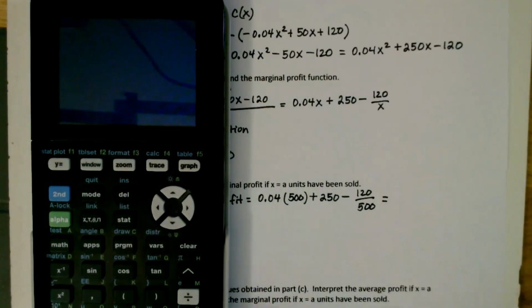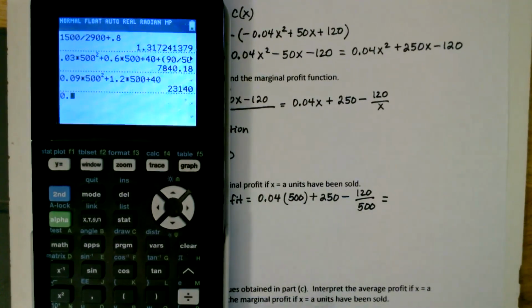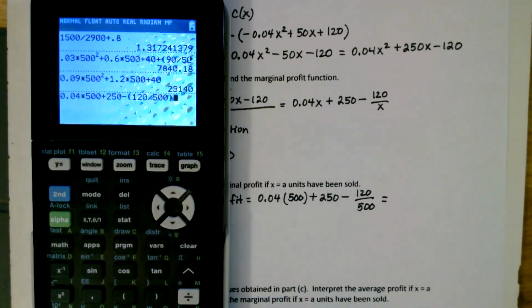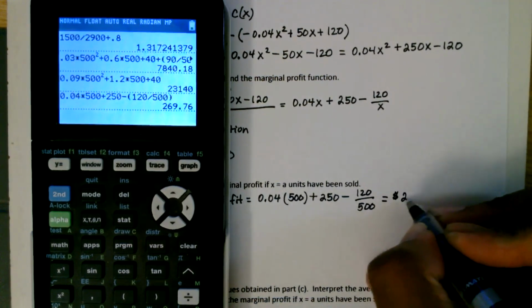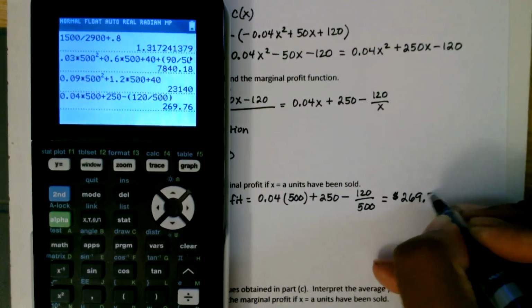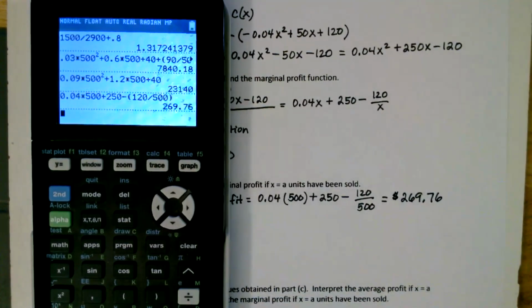Using the calculator, 0.04 times 500 plus 250 minus, now I'm going to put the 120 divided by 500 in parentheses. So the average profit would be $269.76.